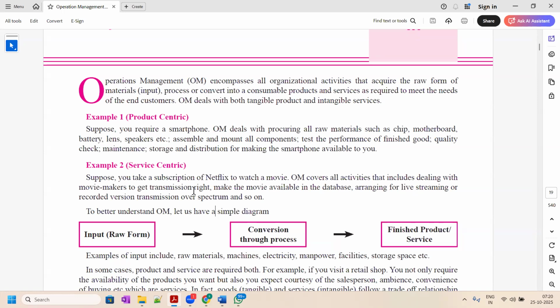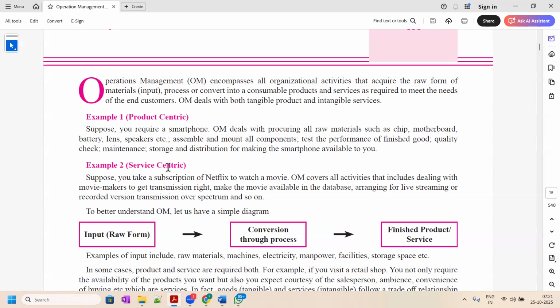The other example of how operation management works basically deals with product centric. When you talk about product centric, maybe you are trying to make a tangible product. Service centric means when you are trying to create an intangible product. So as an account student, you all know what is tangible, what is intangible.